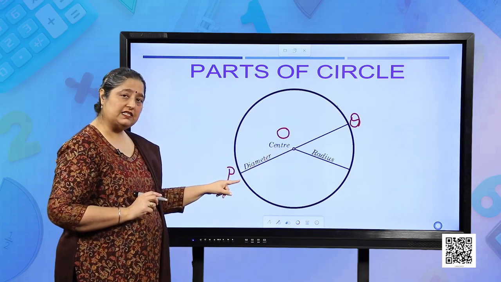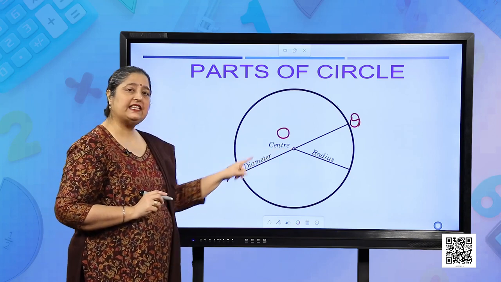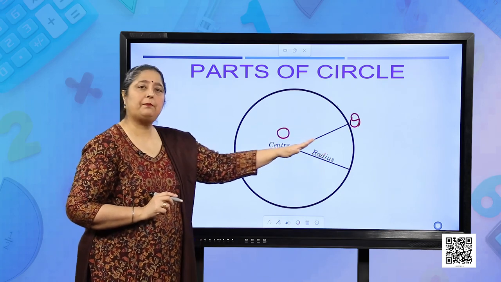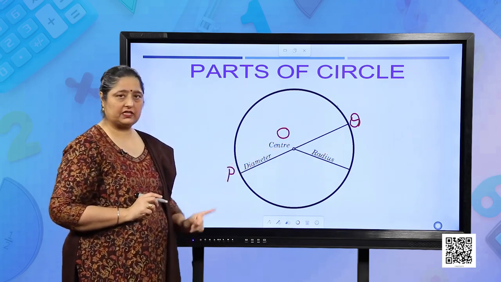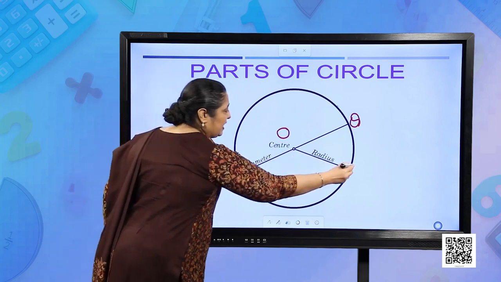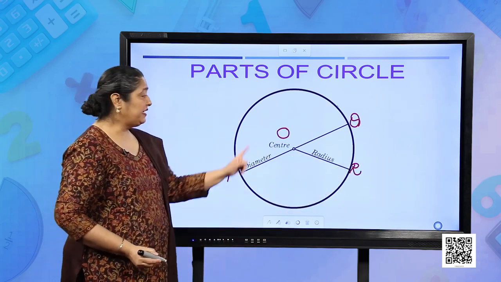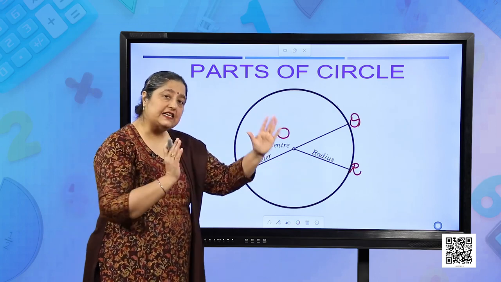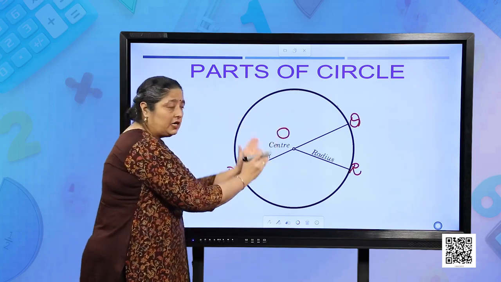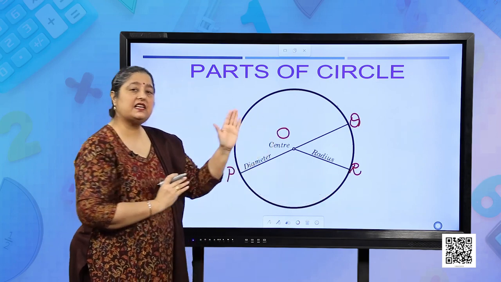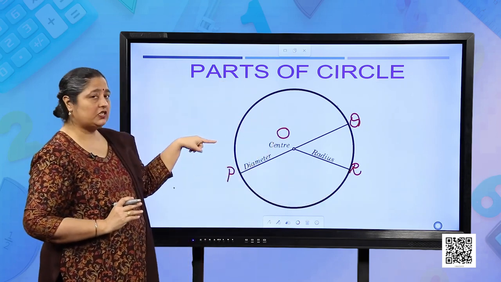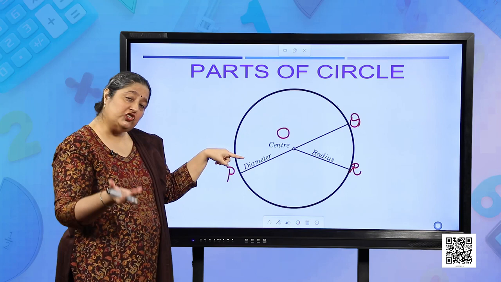So, diameter is a line segment joining the end points of the circle and passing through the center of the circle, and this is the radius. Let me mark this as R. So, what is the radius? Radius is OR, the fixed distance from the center to the circle. This is the radius. These are the 3 terms we have studied in our initial classes.